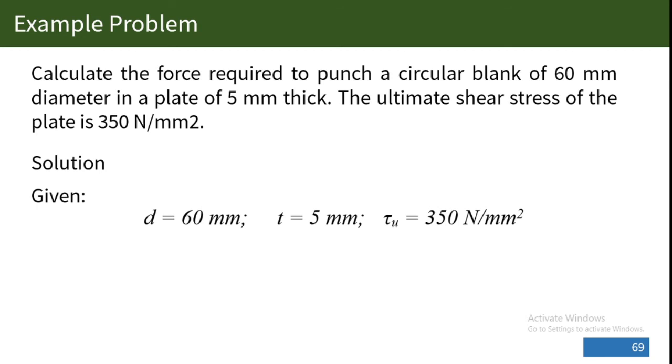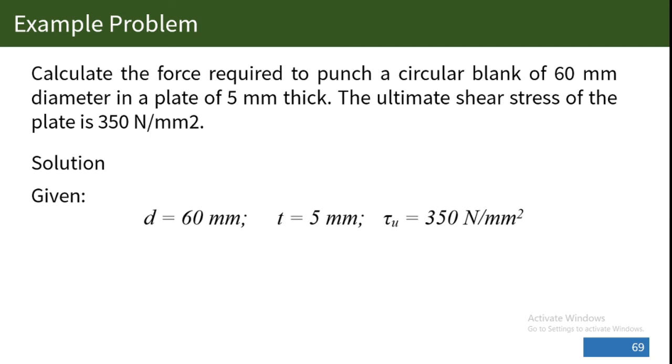So in this problem, we are required to calculate the force to punch a hole or a blank of 60 millimeter diameter. We are given the diameter of the hole, which is equal to 60 mm, the thickness of the plate, 5 mm, and the maximum shearing resistance of the plate, equal to 350 Newton per millimeter square.